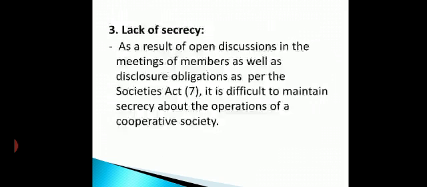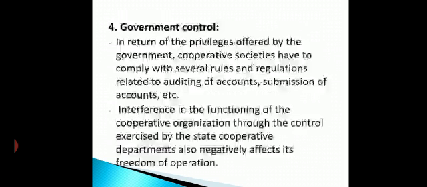Third one is lack of secrecy. As a result of open discussions in the meetings of members as well as disclosure obligations as per the Societies Act, subsection 7, it is difficult to maintain secrecy about the operations of a cooperative society. In the open discussions, all the aspects related to finance and accounts are disclosed, and it is compulsory on the part of the cooperative society to disclose their financial statements every year. So, it lacks secrecy. Secrets cannot be maintained in a cooperative society. That becomes another limitation of cooperative society.